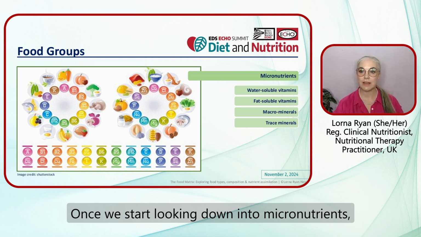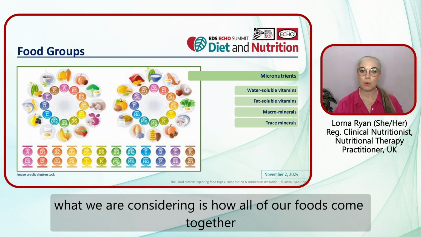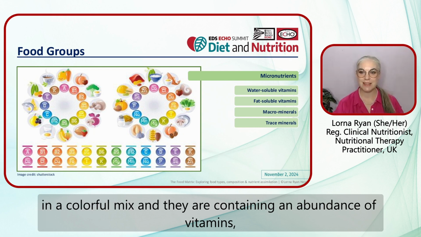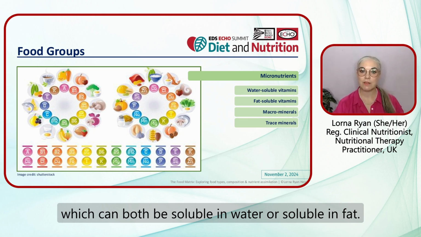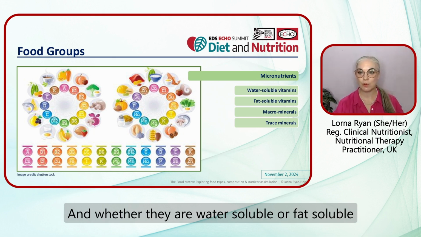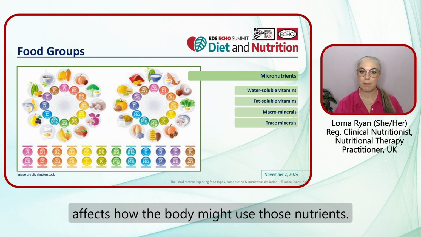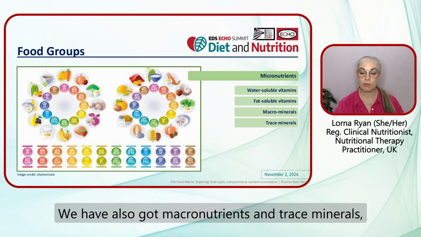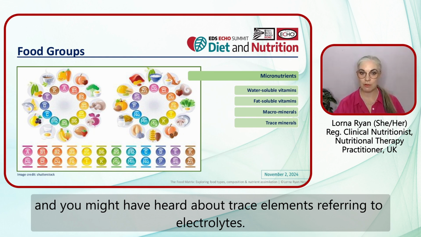Once we start looking down into micronutrients, what we're considering is how all of our foods come together in a colourful mix, and they're containing an abundance of vitamins, which can both be soluble in water or soluble in fat. And whether they're water soluble or fat soluble affects how the body might use those nutrients. We've also got macrominerals and trace minerals, and you might have heard about trace elements referring to electrolytes.